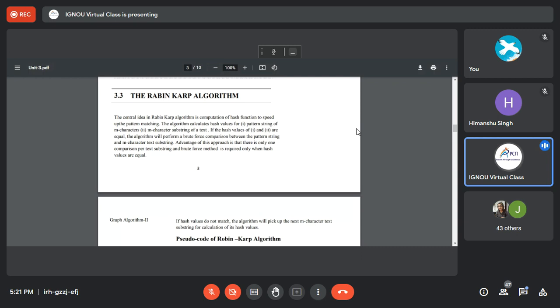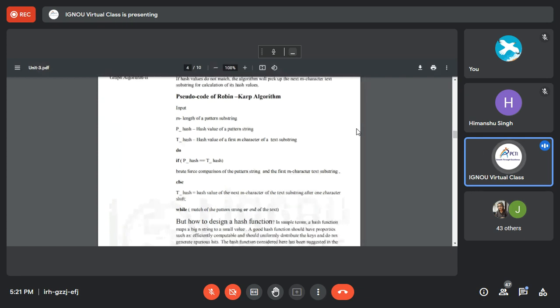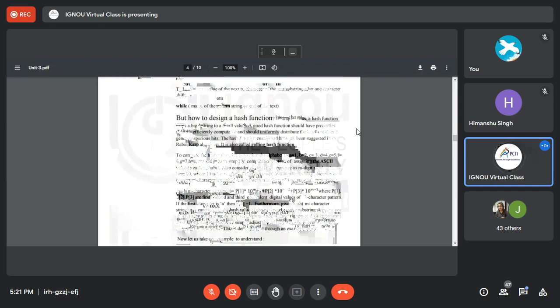The advantage of this algorithm is that there is only one comparison per text substring, and the brute force method is required only when hash values are equal. If the hash values do not match, the algorithm will pick up the next m character text substring for calculation of its hash value. So let's take one example.